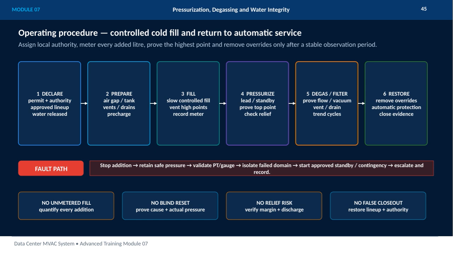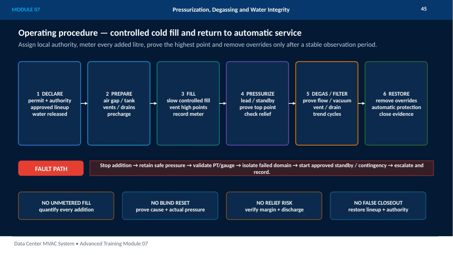Step 4 is pressurization, where you confirm the lead and standby systems, prove the top point, and check relief valves. Step 5 focuses on degassing and filtering by proving flow and vacuum, venting and draining, and trending cycles. Finally, step 6 restores the system by removing overrides, engaging automatic protection, and closing with proper evidence.